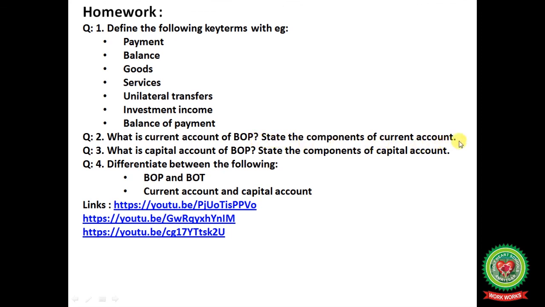State the components of the current account. Question number 3 is what is the capital account of balance of payments? State the components of the capital account. Question number 4 is differentiate between the following: balance of payments and balance of trade, current account and capital account.